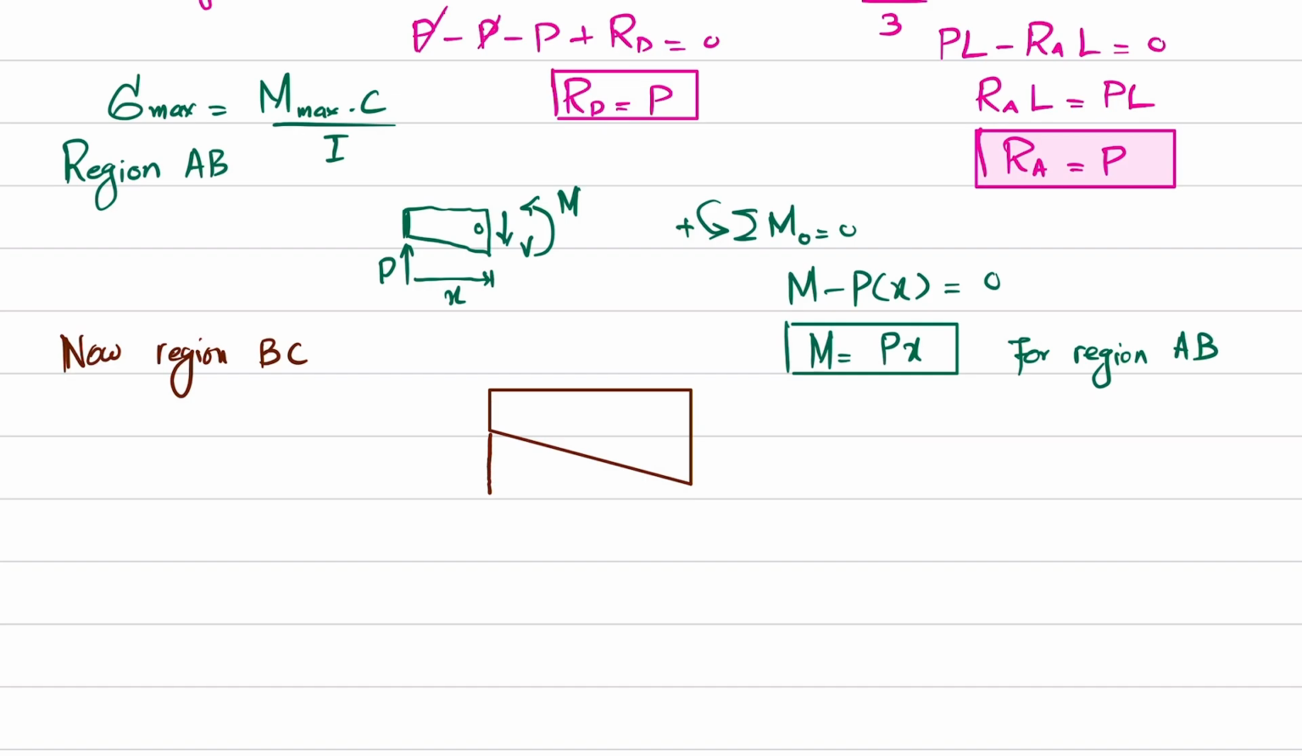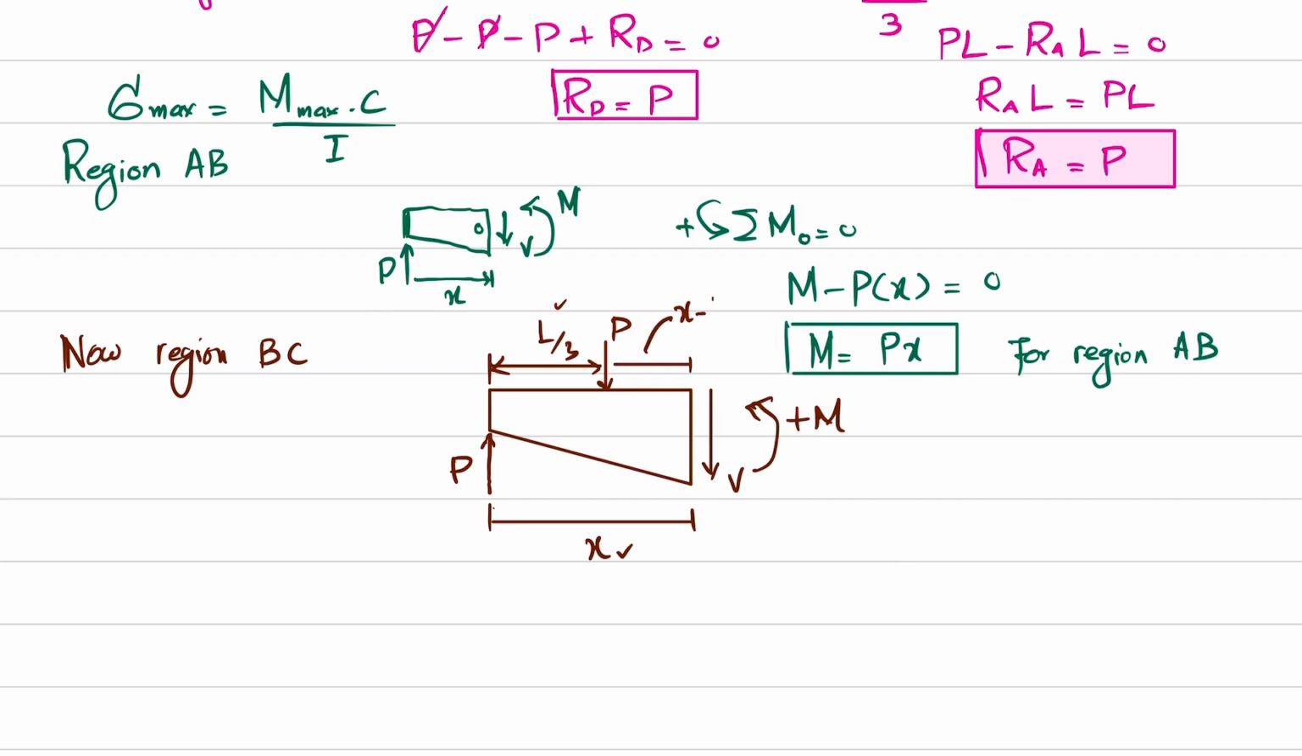So here you have RA, which is equal to P, and here at a distance of L by 3 you have P. Clear? The total length of the beam from here to here where you have cut it is X, and when you cut it you will have a shear force V and a moment M. So you can see that the total distance is X and this is L by 3, so this distance will be equal to X minus L by 3, and let this point be 1.